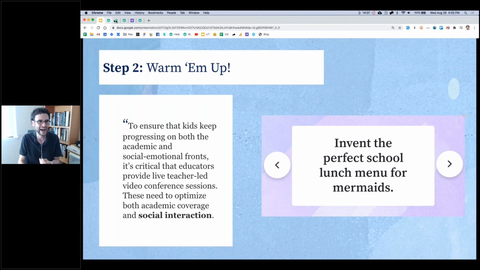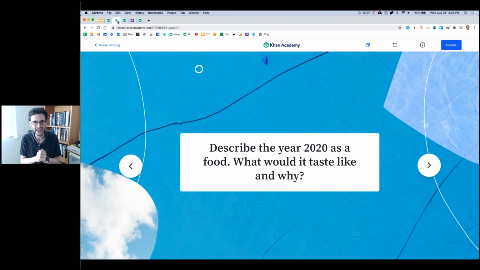And to help you with that, Khan has put together a brand new tool called Khan Academy Refresh. Basically, this is over 100 conversation starters you can use at the start of a long Zoom session, or if you're changing between 2 topics and you need a chance to refresh and shake things up.